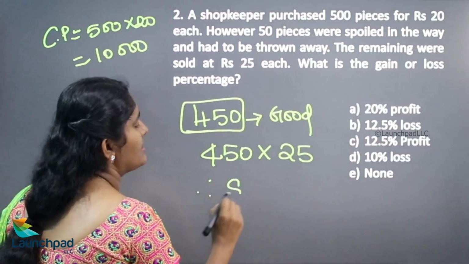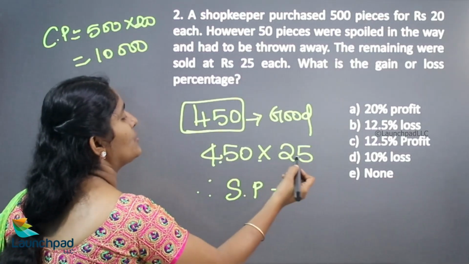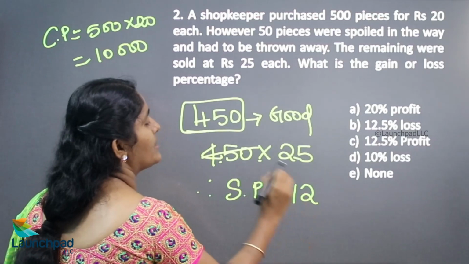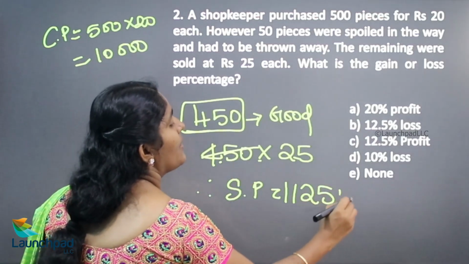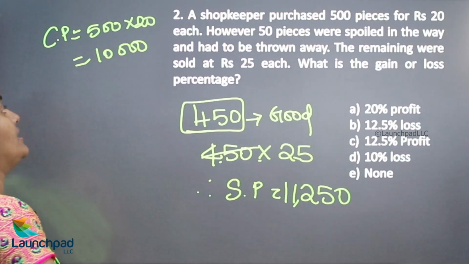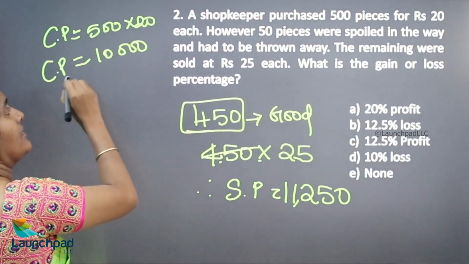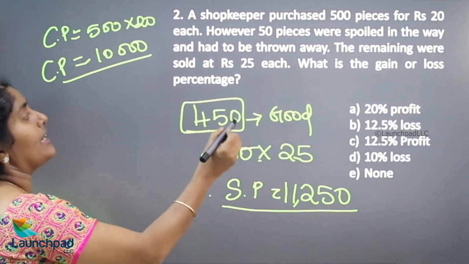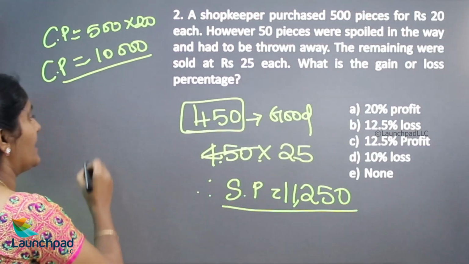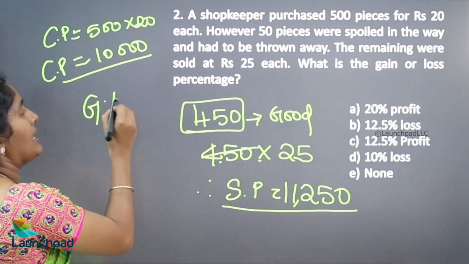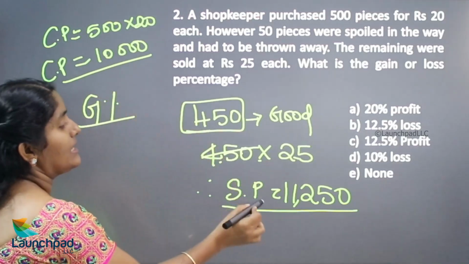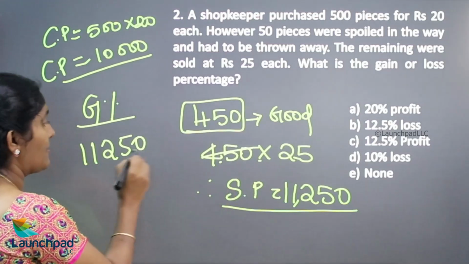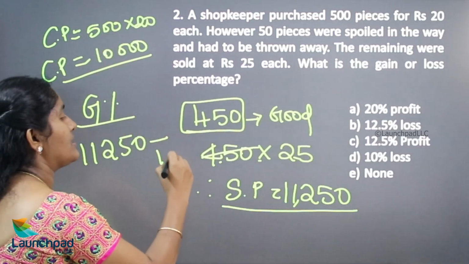Therefore, the total selling price is 450 into 25, which is 11,250. Initially, the cost price is 10,000 and the selling price is 11,250. What is the gain or loss percentage? Obviously, here we are getting a gain only. How can we calculate the gain percentage? What is your gain here? This is your selling price 11,250 minus your cost price.